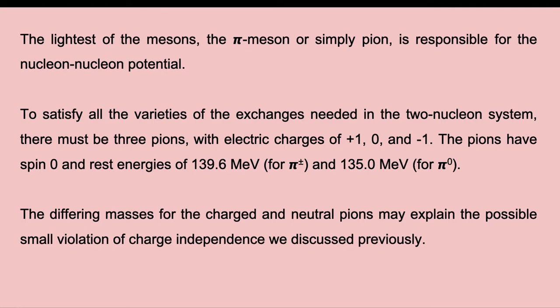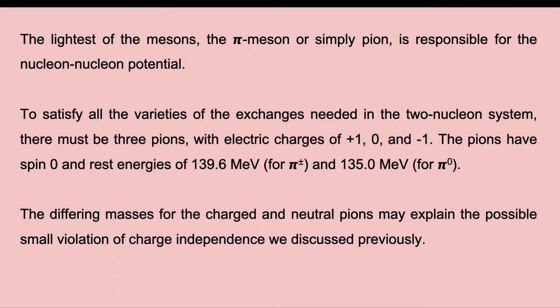electron. And the lightest of the mesons, the pi meson or simply pion, is responsible for the nucleon-nucleon potential. And that is why you have already marked the mass as m pi. So that meson you are calling the pi meson.